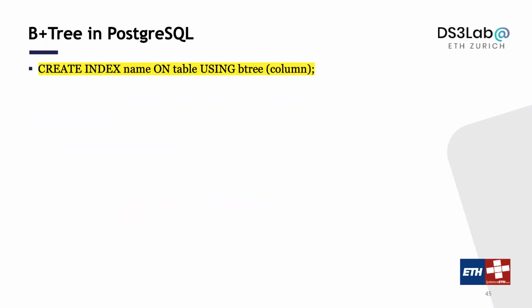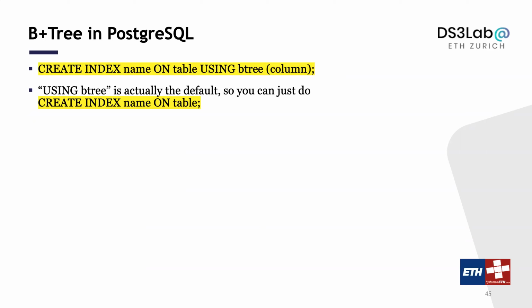So in PostgreSQL, you can actually create an index over a relation, and then the database will decide whether to use it or not, right? The syntax is very simple. You just create index, give it a name, on a table, using B tree if you want to use B tree, right? And you specify on which column you are going to build this B tree. Actually, using B tree is the default setting, right? So if you do create index name on table, highly likely there's a B tree under the covers.